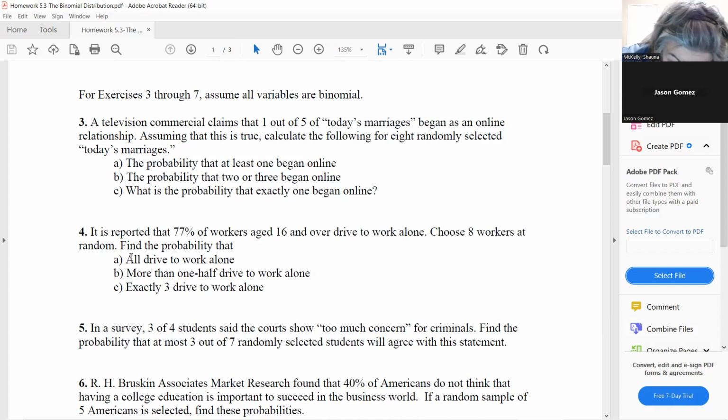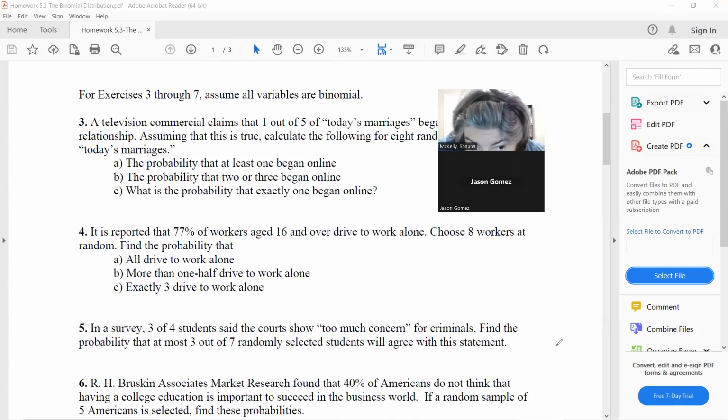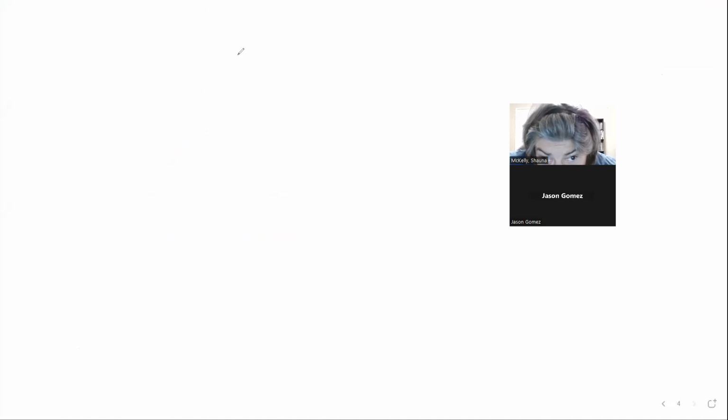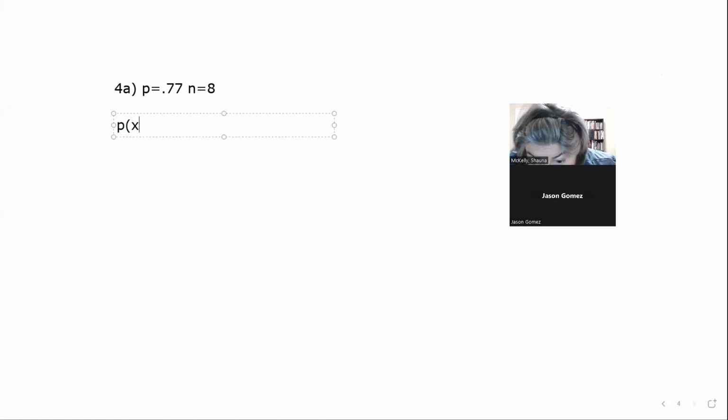So here, number 4A is going to look like this. Let's do 4A. We know that P is 0.77, N is 8, and I want to find the probability that X is 8, just 8, right? Probability that all 8 drive to work alone.